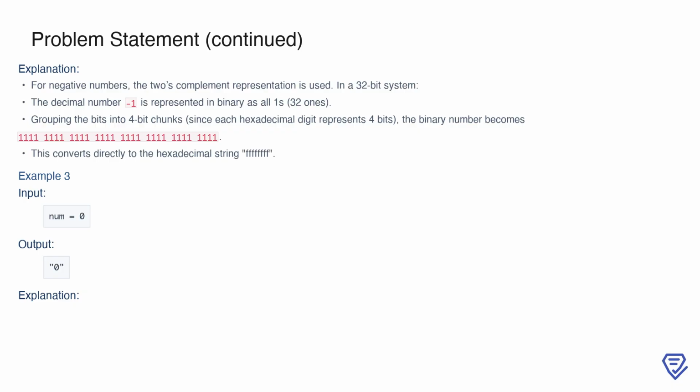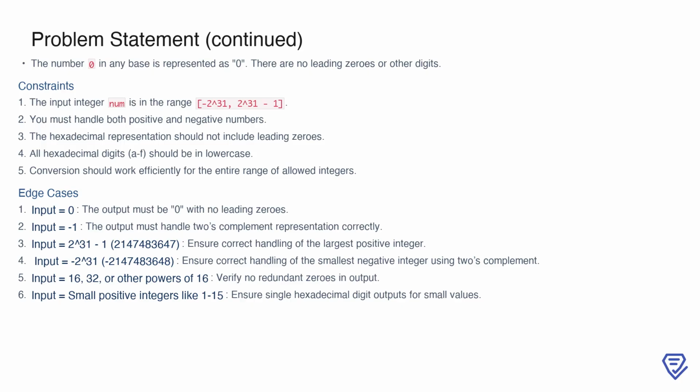Now, let's discuss the constraints and edge cases for this problem. The input number will be within the range of -2 to the power of 31 to 2 to the power of 31, covering both the smallest and largest possible 32-bit integers. The solution must handle positive and negative numbers efficiently while ensuring no leading zeros in the output. Hexadecimal letters should always be in lowercase. Edge cases include handling special inputs like 0, which outputs 0, and -1, which must use 2's complement representation.